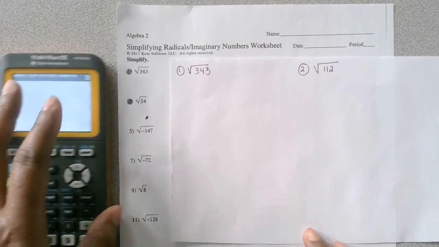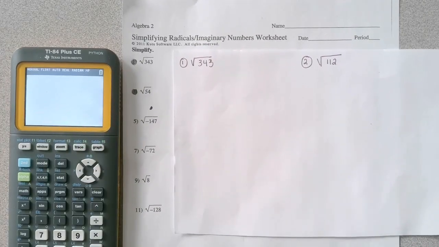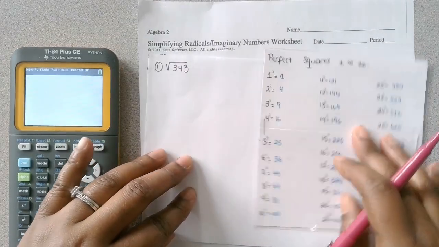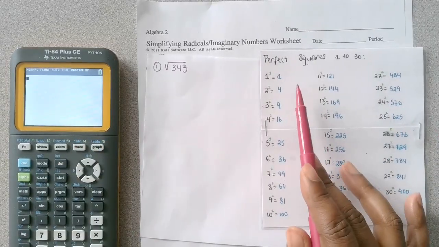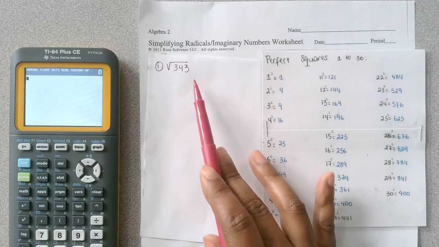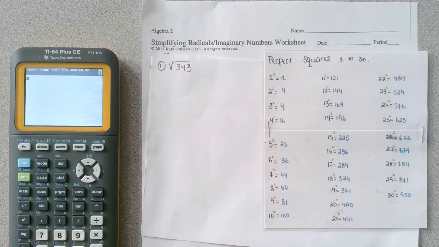Okay, so for our example for today, we're going to do number 1 and number 2 of the worksheet. Number 1 says radical 343. Number 2, radical 112. I'm going to grab my square root perfect square chart. And here is where it gets a little bit more complicated.